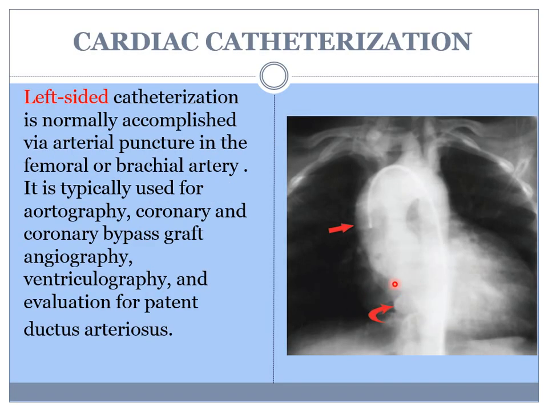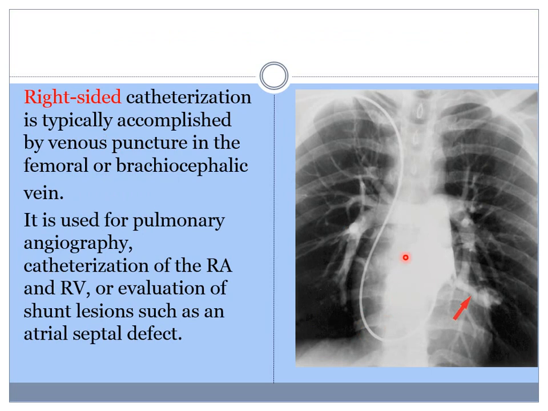About cardiac catheterization. Left-sided catheterization is normally accomplished by arterial puncture in the femoral or brachial artery. It is typically used for arteriography, coronary and coronary bypass graft angiography, ventriculography, and evaluation of patent ductus arteriosus. Here we have a catheter in the ascending aorta, and we can also see contrast in the left ventricle due to aortic valve insufficiency.